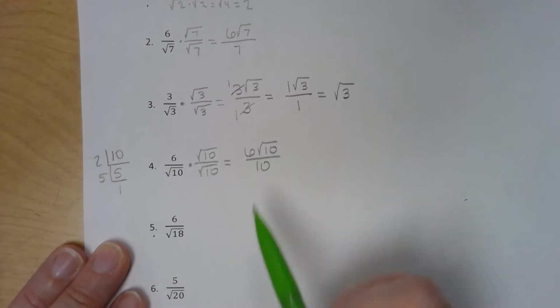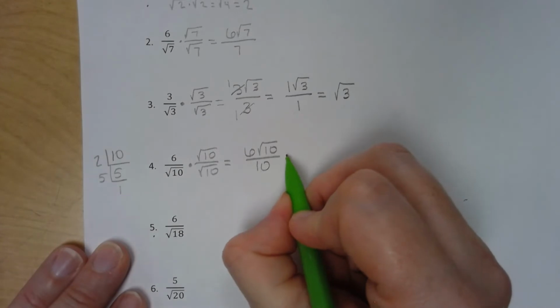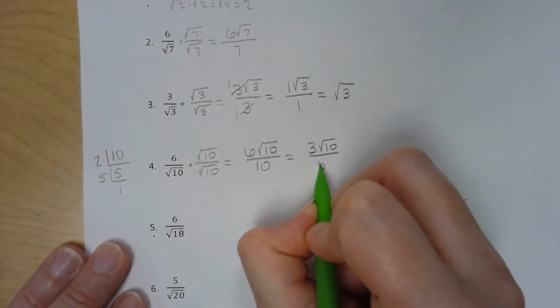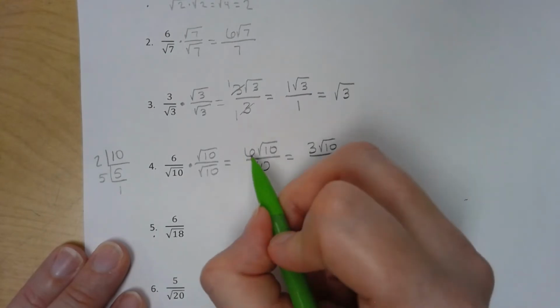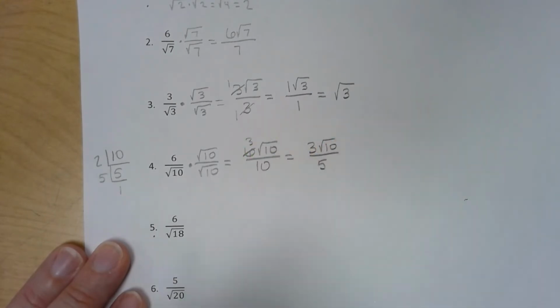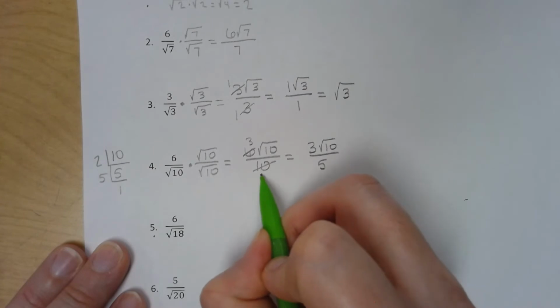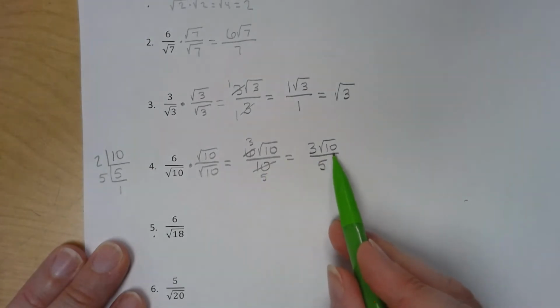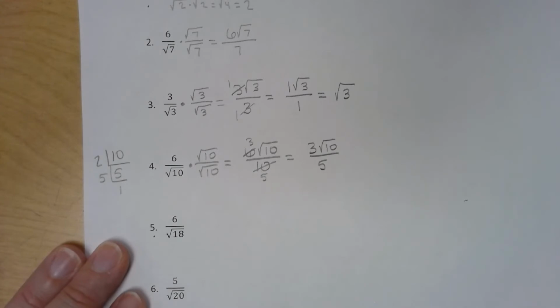However, 6 and 10 can be reduced. They're both even, so you can divide them each by 2. 6 divided by 2 gives you a 3. 10 divided by 2 gives you a 5. So our answer becomes 3 square root of 10 over 5. Again, you could check that answer in your calculator to see that they are equivalent.